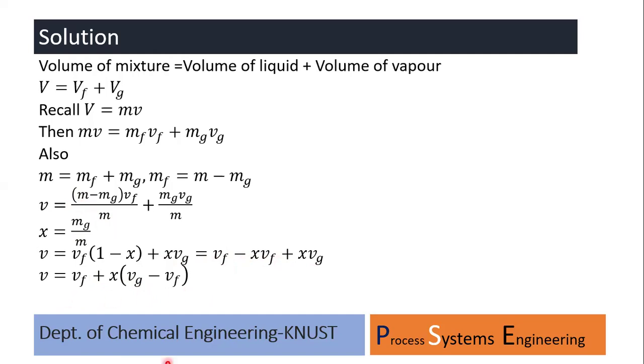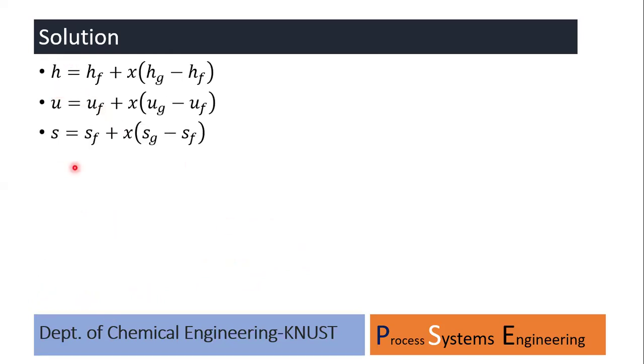Is that okay? Or we can even factorize x and then end up with this expression instead. So that's the expression, and we can apply it to other properties. We can do the same thing for enthalpy, internal energy, and entropy. All we are saying is that if you want to find the enthalpy of a material, you can take the enthalpy of the liquid and the enthalpy of the gas. When you know the steam quality, you can put all of them into the expression and get the enthalpy of the mixture.